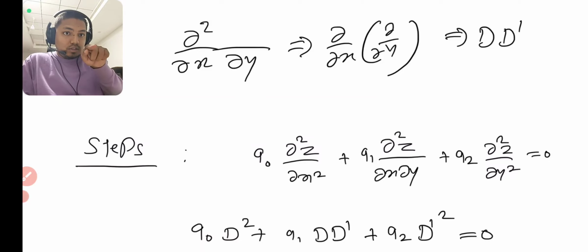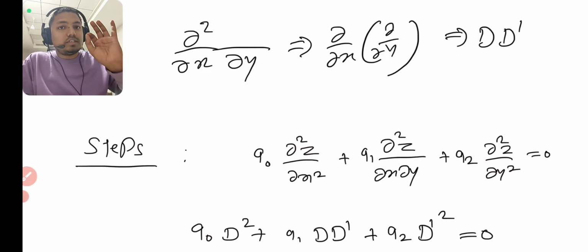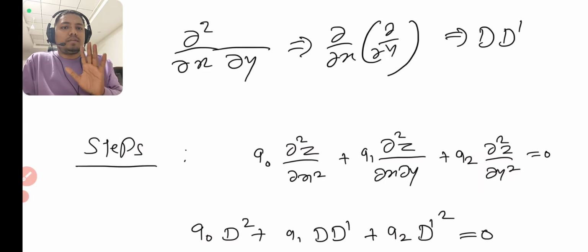Dou 2, you can see on the screen, dou 2 divided by dou x square. a naught, a1, a2 are there as coefficients, they are constant coefficients. a naught, a1, a2 are not functions of x, y, z, they are just constant coefficients. They are some numbers, consider them so. a naught, a1, a2 you leave there as they are. You think of a naught dou 2z by dou x square plus a1 dou 2z by dou x dou y plus a2 dou 2z by dou y square.